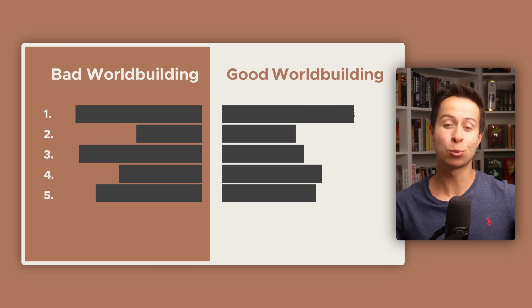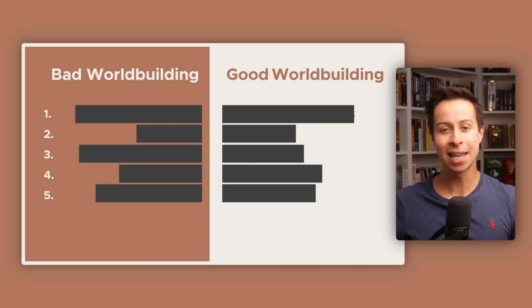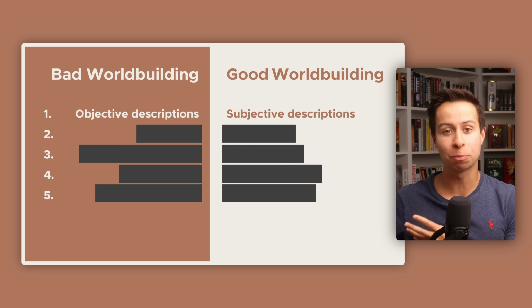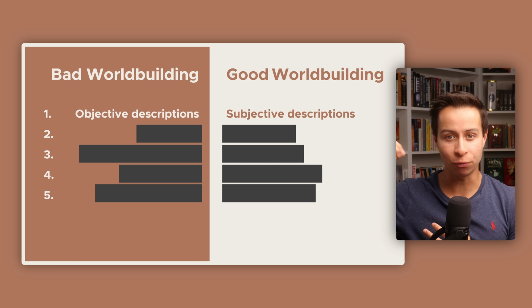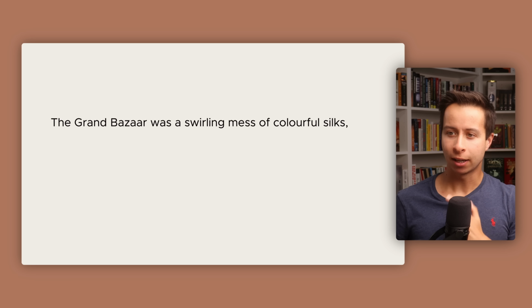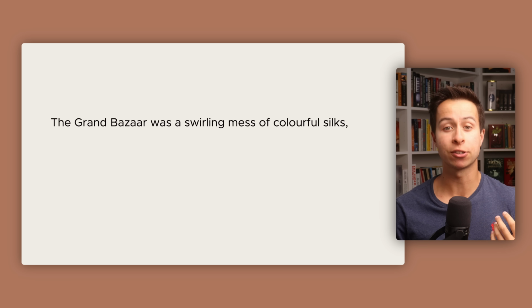The first key difference between good world building and bad world building is that bad world building just treats the world objectively, whereas good world building filters descriptions of that world through each character's specific lens, perspective, and attitude. And that allows you to develop both your world and your characters at the same time. Let me give you 2 examples that put this into practice. So first, let's consider a scene where we just described the world.